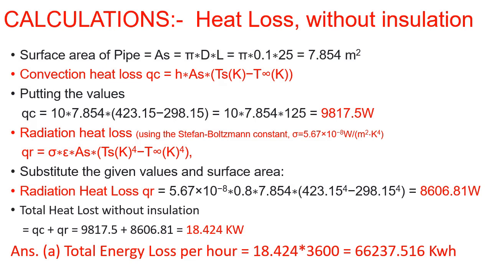The total heat lost without insulation is equal to Qc plus Qr, that is the convection heat loss plus the radiation heat loss, which comes out to be 18.424 kilowatt. We have converted watts into kilowatt. So the first answer is total energy loss per hour is equal to 66,237.156 kilowatt hours. This is the total energy loss per hour.